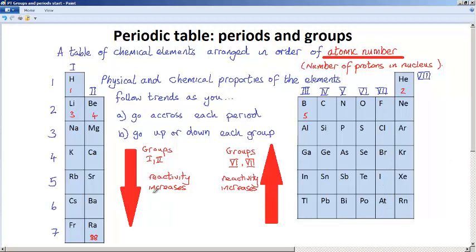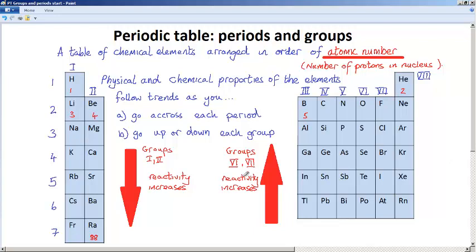So we can make predictions about the chemical behaviour of various elements. We can say, just looking at the periodic table, that we would expect potassium to be more reactive, for example, than sodium, or calcium to be more reactive than magnesium, which they are. Likewise, we would expect chlorine to be more reactive than bromine, or oxygen to be more reactive than sulfur. Now, we will look at each of these groups individually in the following lessons.